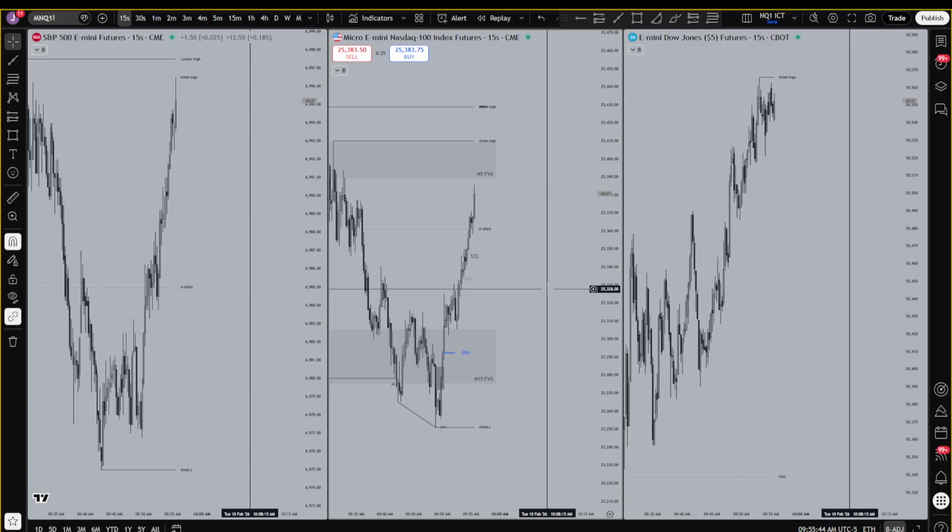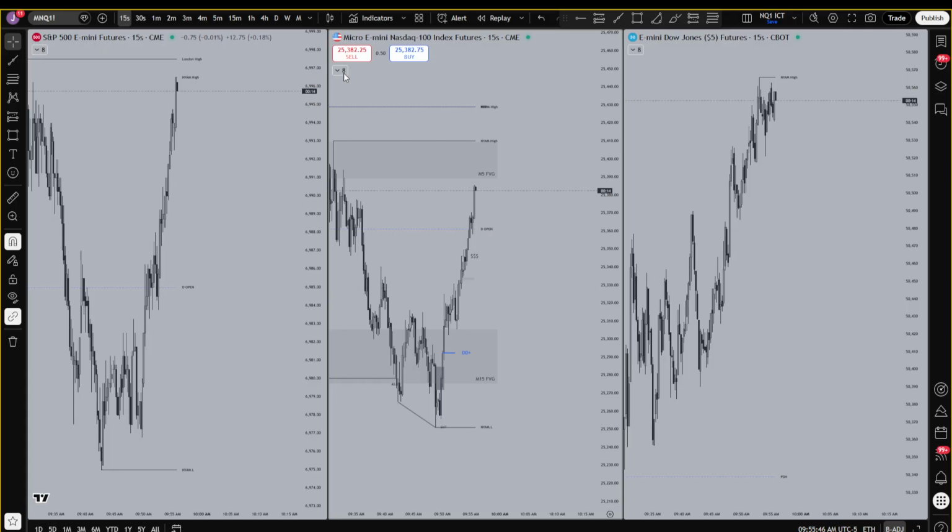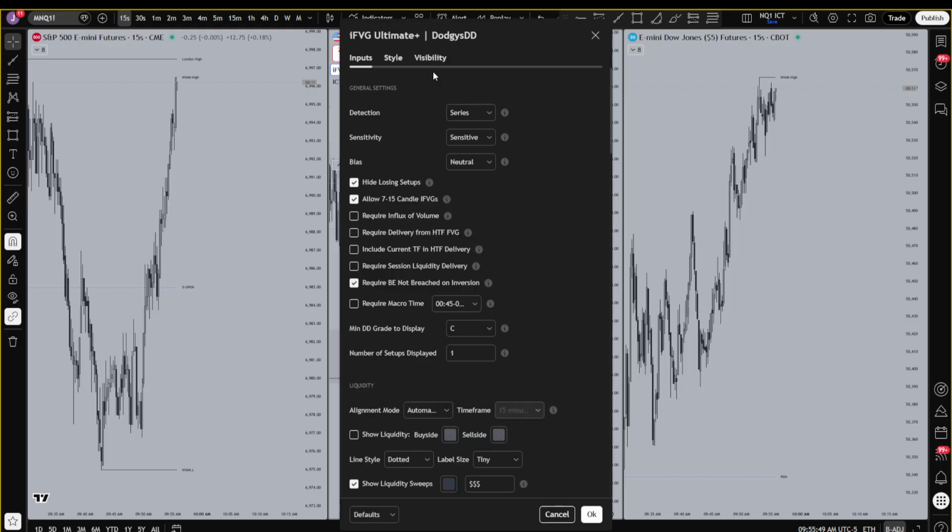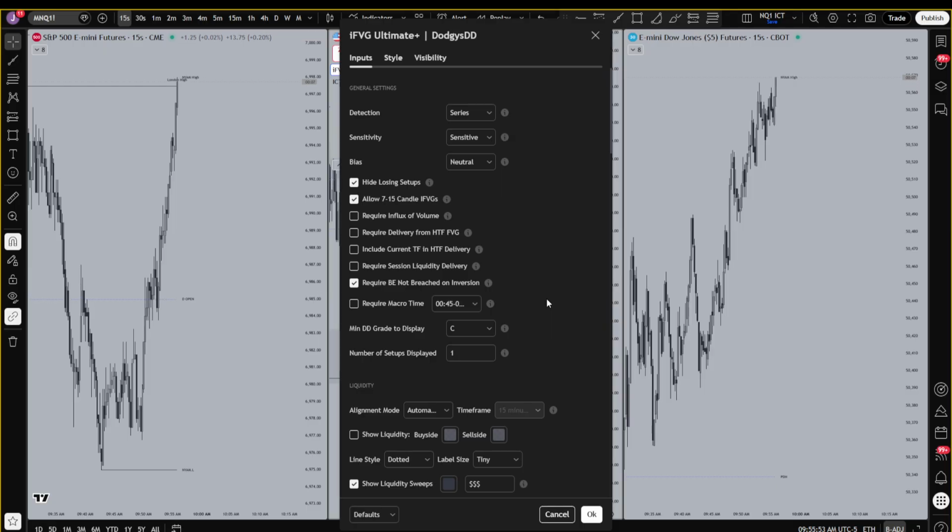Why doesn't my indicator show the long, but yours does? Are you on the 15-second, and do you have my settings? These are my exact settings.